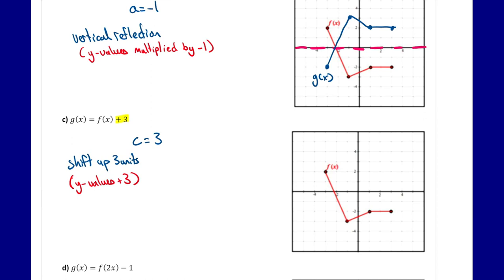So the translations are a little bit easy because it's just moving your points up or down or left or right. So I'm going to look at each point and I'm going to move it up 3. So start here, go up 1, 2, 3. That's my new point. Up 3, and up 3. Connect the dots. And there's my transformed function g(x). So again, nothing too complicated with the reflections or the shifting up or down. Those ones should be relatively straightforward.